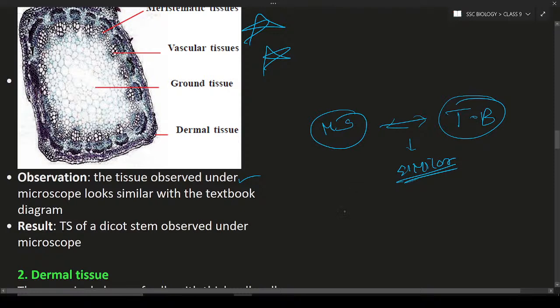So these are the dicot stems; most of the stems look almost similar.